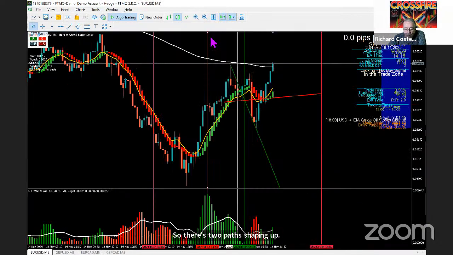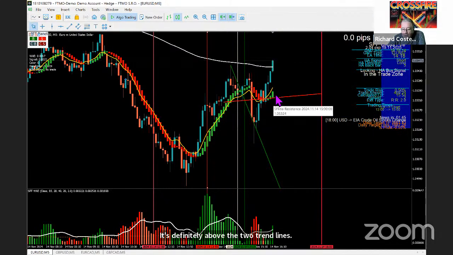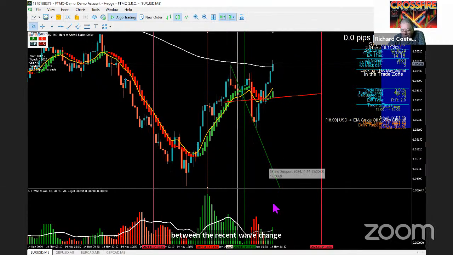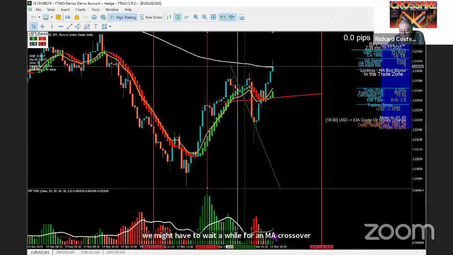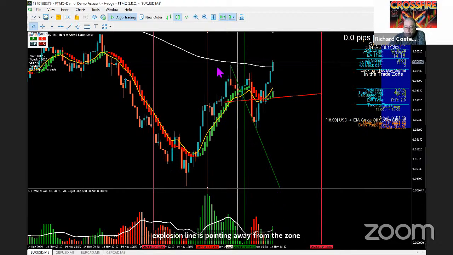This one, yeah, pretty similar. It's trying to get past the 200. It's definitely above the two trend lines. There's been a recent wave change. We might have to wait a while for an MA crossover, but the Waddah Attar is starting to shape up nicely. The explosion line is pointing away from the dead zone. The histogram is above the explosion line. So we've got 3 out of the 4 pairs shaping up.